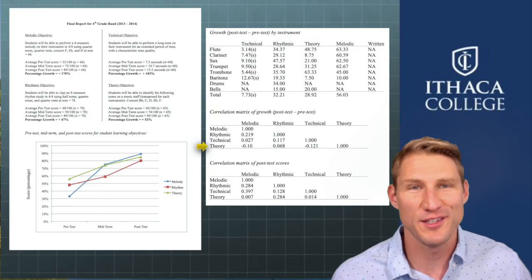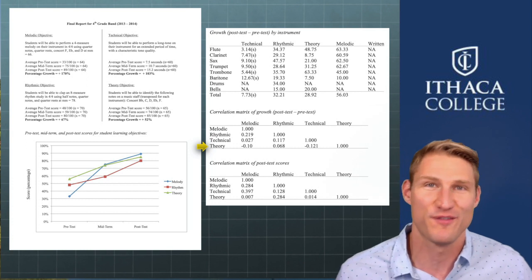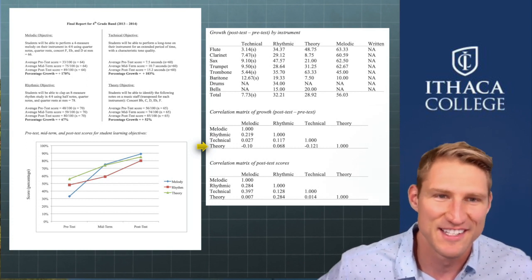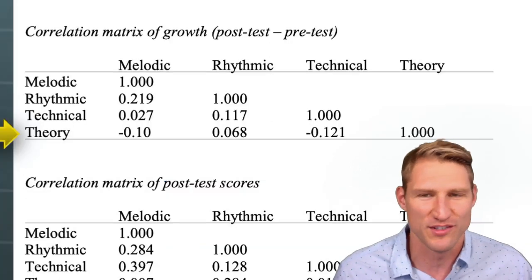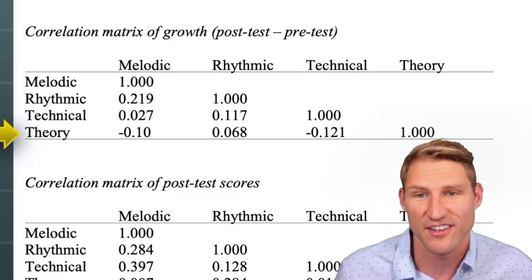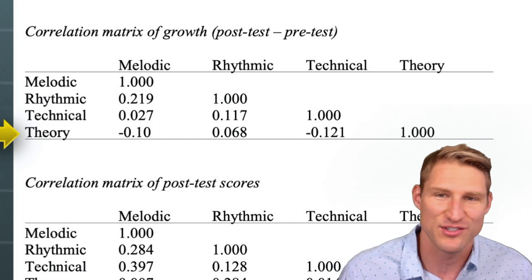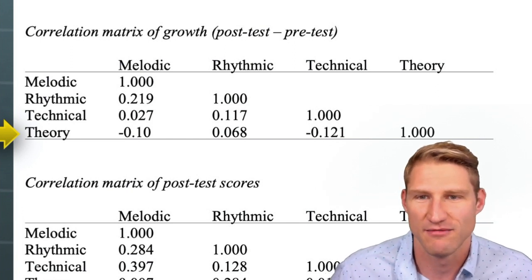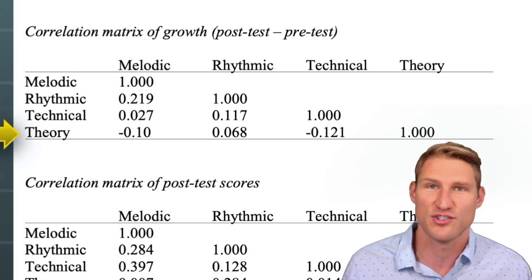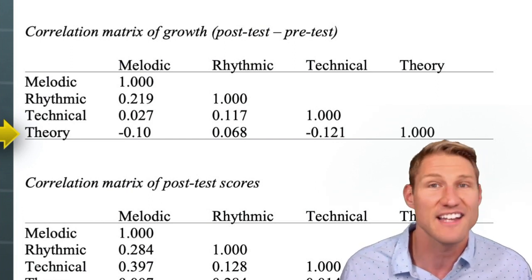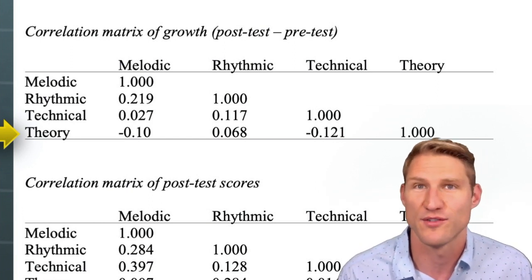Now, if you want to get really nerdy about it, you can start doing some more advanced analyses of these results. So I was really interested in looking at correlations. So if students are really good at one thing, are they really good at another? And actually found, quite interestingly, that there was no correlation between students' ability to perform an excerpt on their instrument and pass a SmartMusic test and their ability to identify notes on a staff.